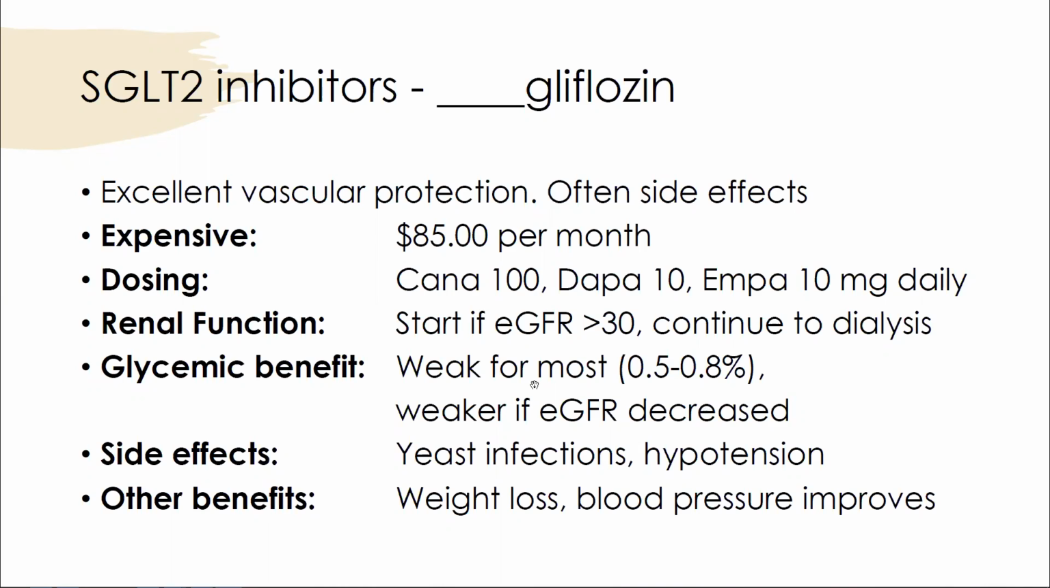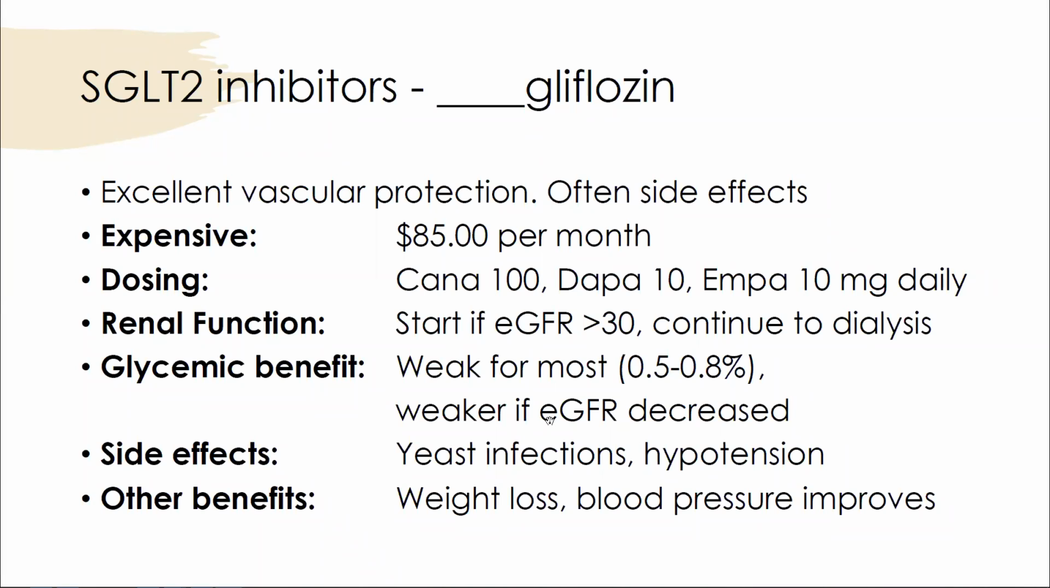It's fairly weak as a medication, and the lower the GFR goes, the less A1C reduction you get. So this is an important thing to know as well: if somebody has a GFR of 35 and you add canagliflozin, you're not going to get very much for their A1C. You're doing it for kidney protection in that case.